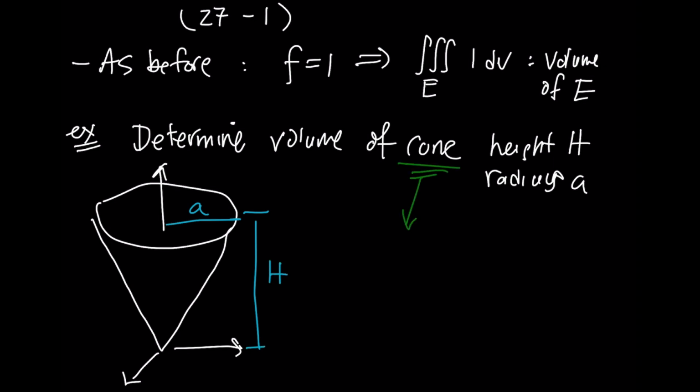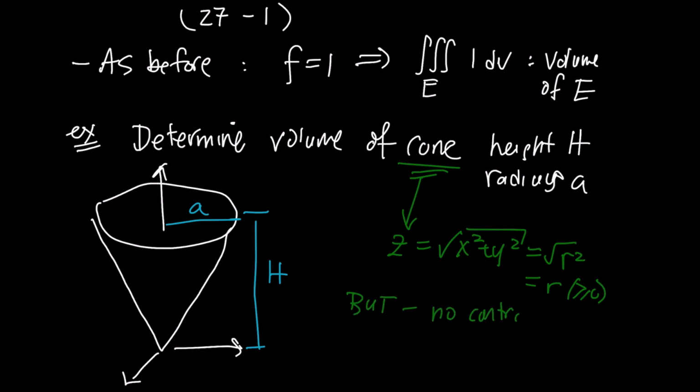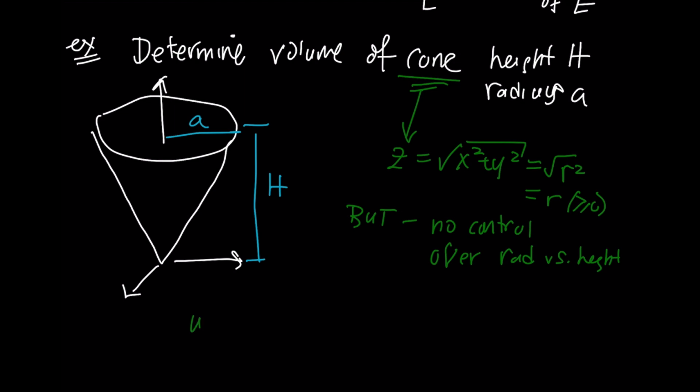Remember that the simplest version of a cone is x squared plus y squared with this square root. It simplifies nicely to just the square root of r squared, which is just r, because we're always taking a positive radius. But unfortunately, we have no control over the radius versus the height here. So what we need to do is use a scaled version of z, so this is like a dial, and set it equal to r to get the proper relationship between the height and the radius.